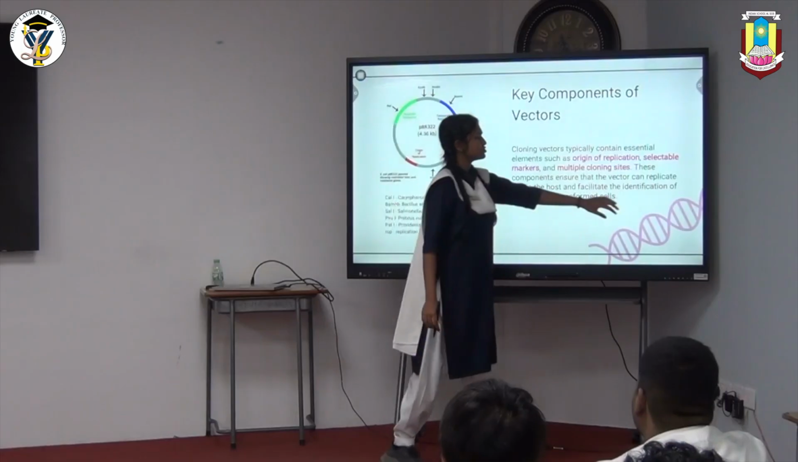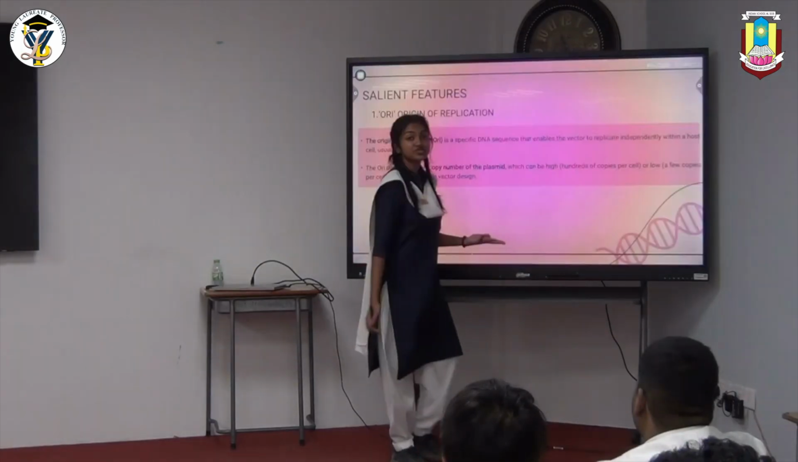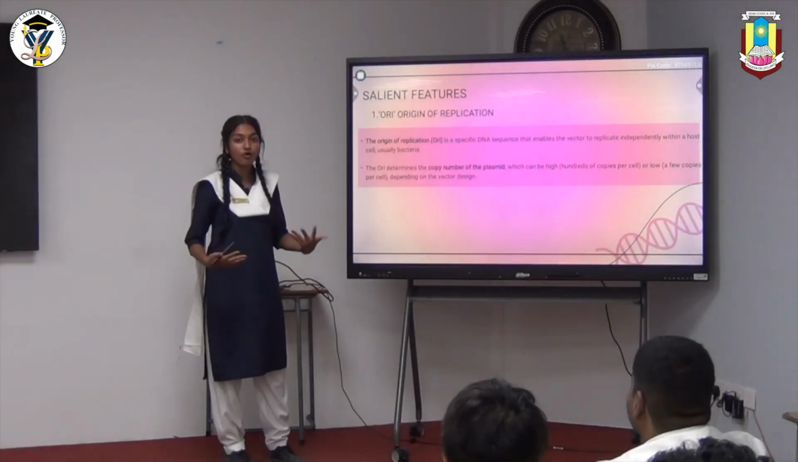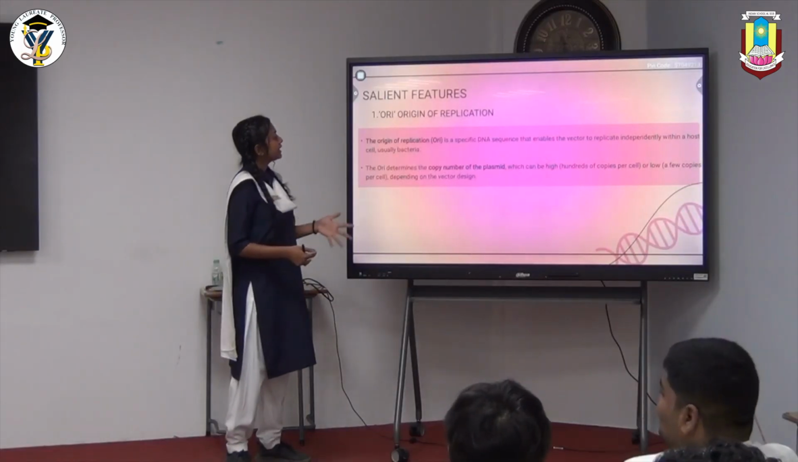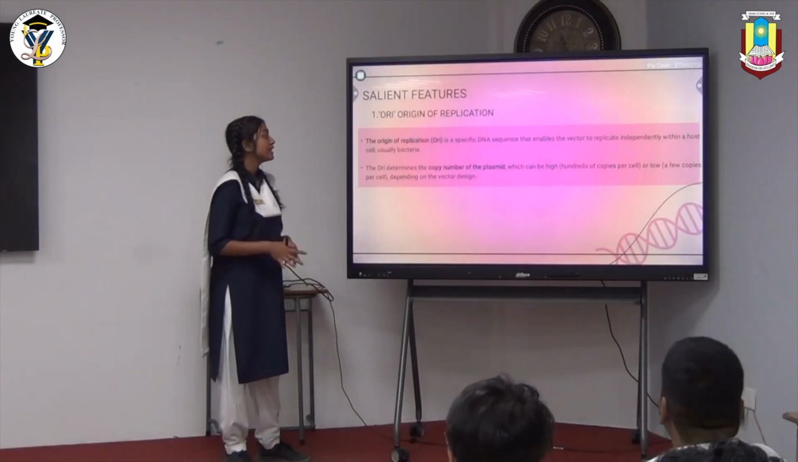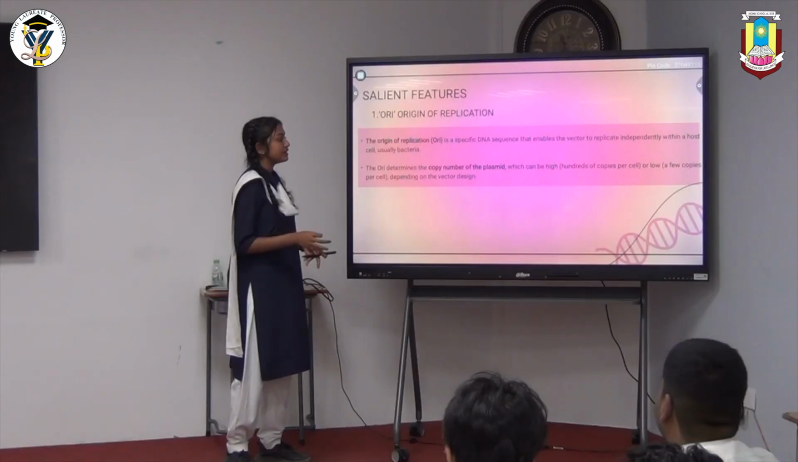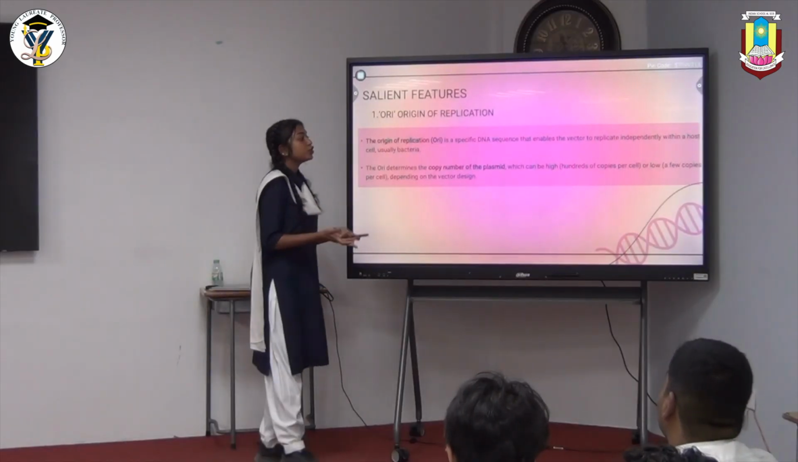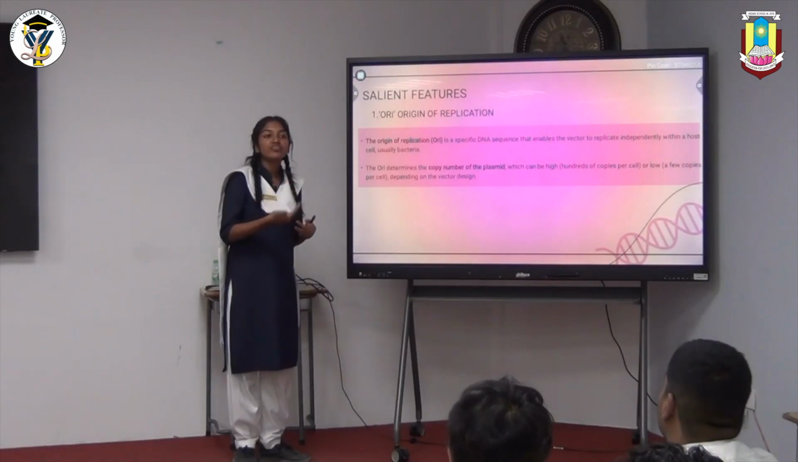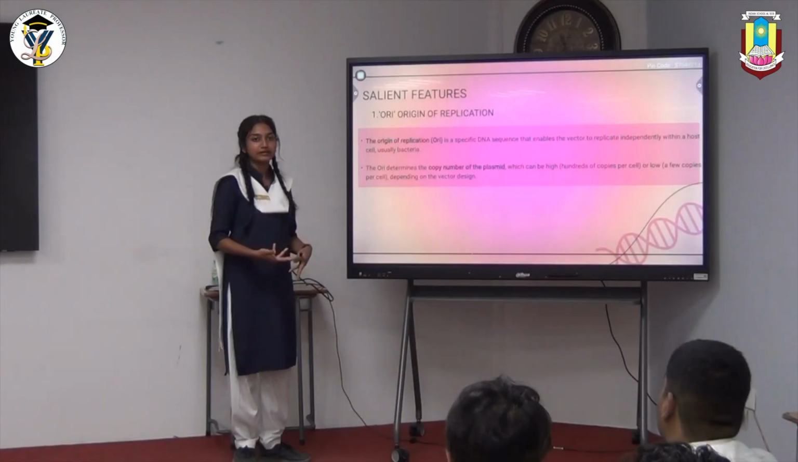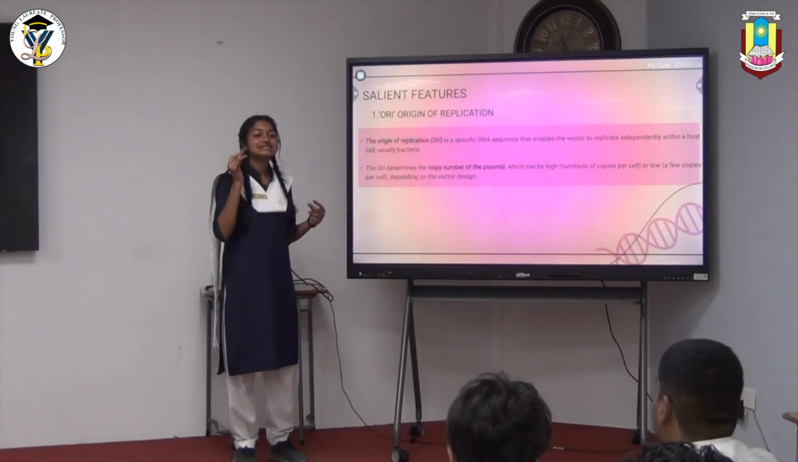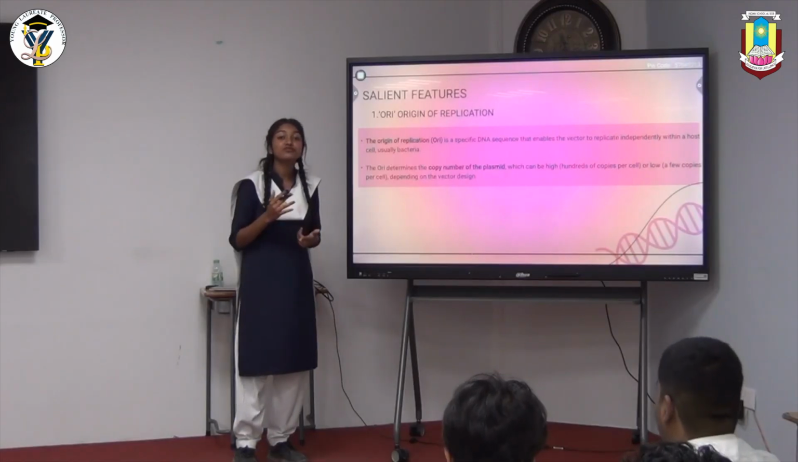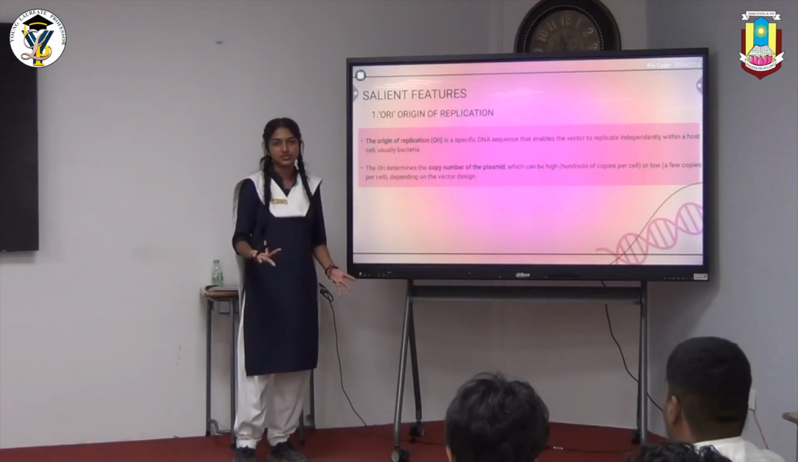Now, what is origin of replication? It's one of the salient features that the cloning vector offers, right? The origin of replication, or ORI for short, is a specific DNA sequence that enables the vector to replicate independently within a host bacterial cell, right? So, it is the site of initiation, or site of replication, right?